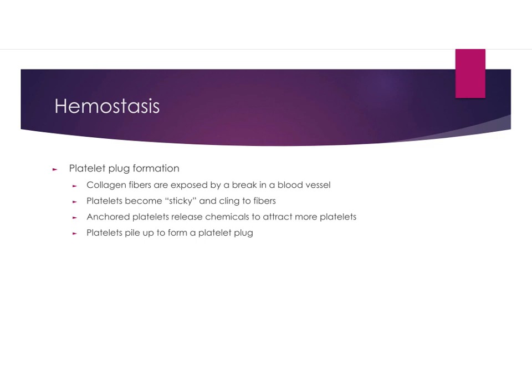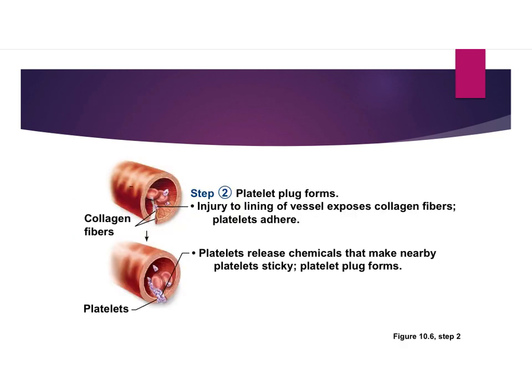This is when collagen fibers are exposed by a break in the blood vessel. There are collagen fibers in the walls of the blood vessel, and if the vessel is broken, those fibers are now exposed to other parts of the body. Platelets become sticky when they sense those collagen fibers, and they cling to the fibers. The anchored platelets release chemicals that attract more platelets, and then you eventually end up with a lot of platelets that pile up, and they form a platelet plug. That covers the hole in the blood vessel in the meantime so that further repair can happen.